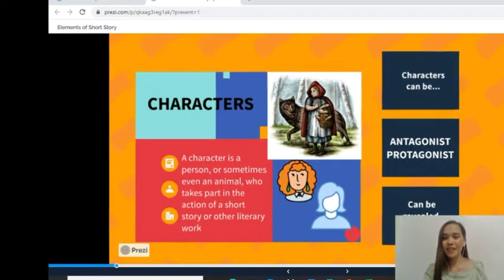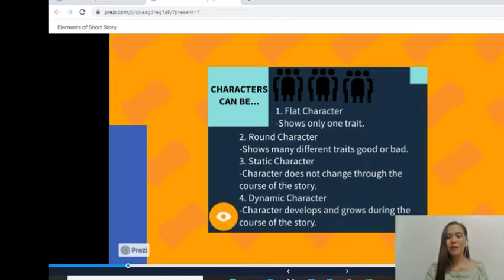Characters can be flat character, round character, static character, and dynamic character. What about flat character? It is the character who shows only one trait. For example, a character that is kind at the beginning of the story, and at the end of the story, the character will remain kind.